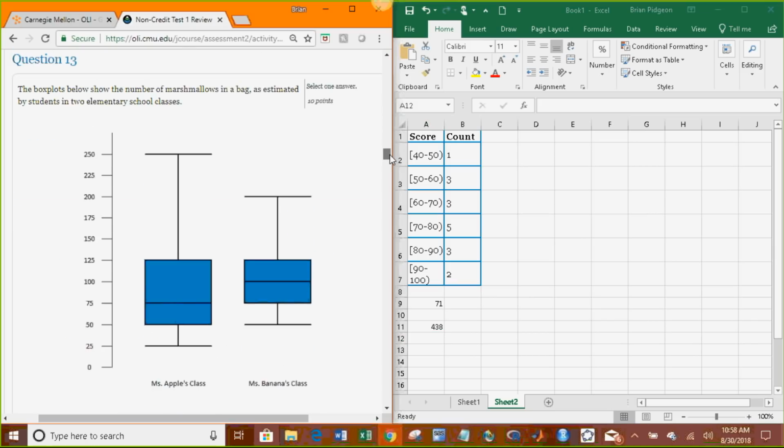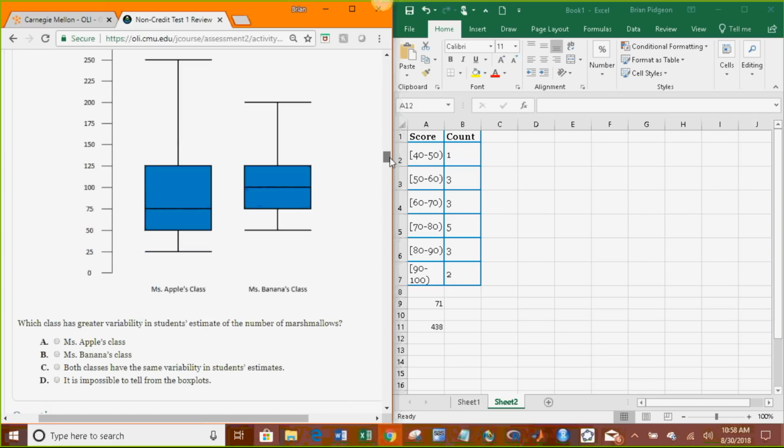All right. The box plots below show the number of marshmallows in a bag as estimated. Which class has a greater variability in students' estimate of the number of marshmallows? So for variability, you're just looking at which one has the biggest spread, which box plot is longer. And that would be from here to Miss Apple.